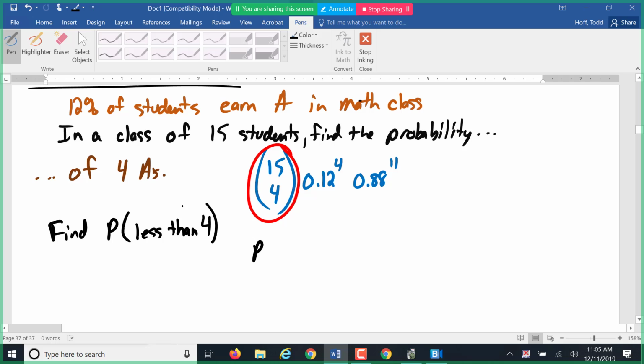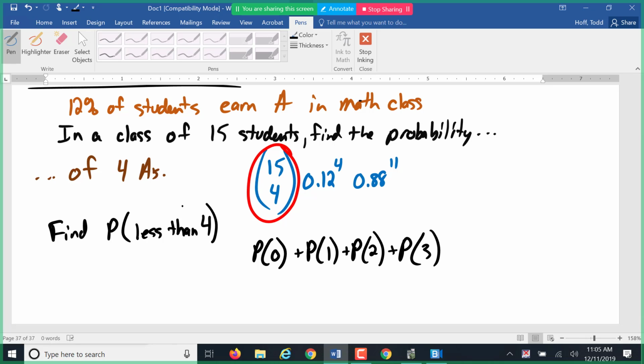Well, to do that, we need to find the probability that 0 will get A's, plus the probability that 1 gets an A, plus the probability that 2 get an A, plus the probability that 3 gets an A. Now, less than 4 does not include 4. 4 is not less than 4. So it's only from 0 up to 3. We would have to find those 4 probabilities and add them together. And that's not so bad to do.